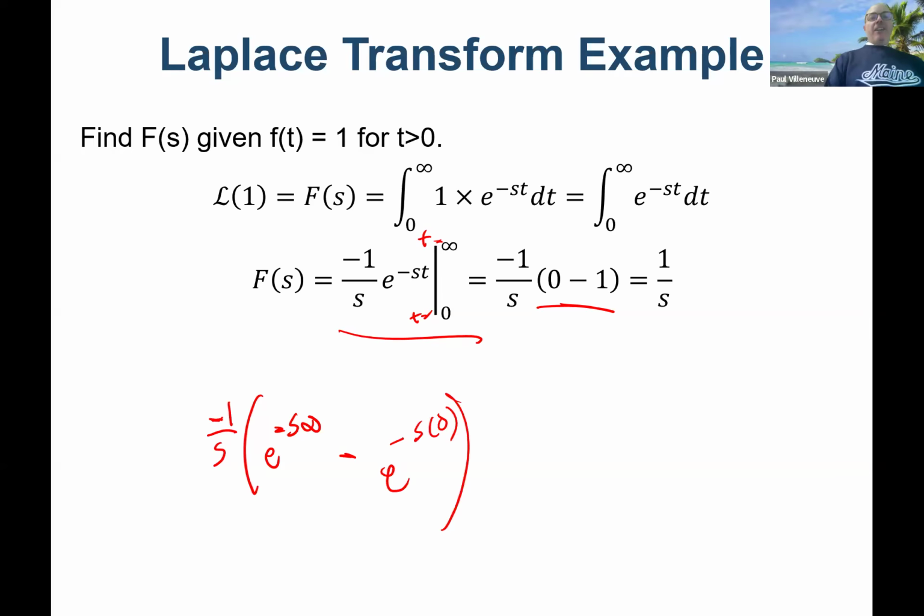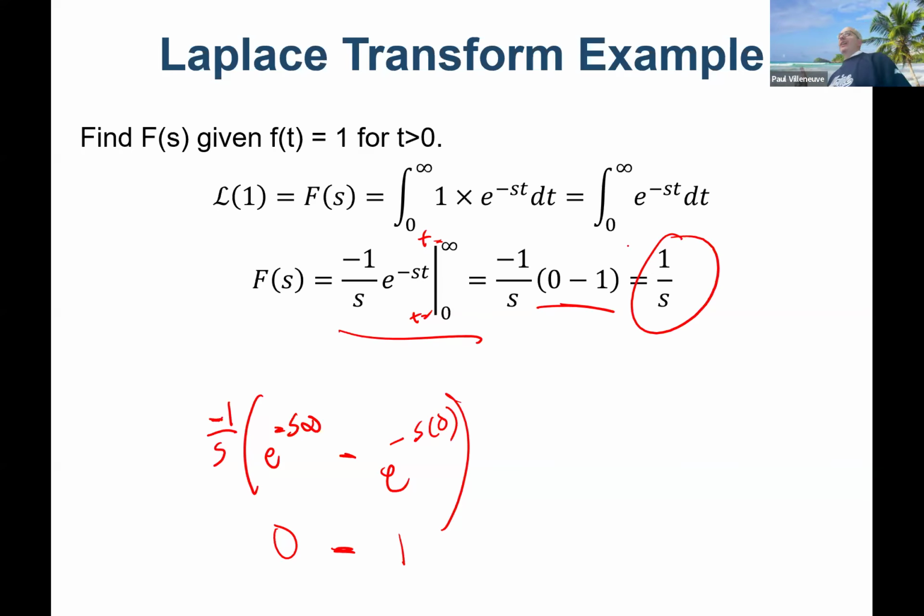So now I'm actually going to plug in numbers. E to the minus infinity, 0. And e to the minus 0 is 1. So those evaluate to be 0 minus 1. And when I multiply by my -1 over s, I end up with 1 over s. Okay.